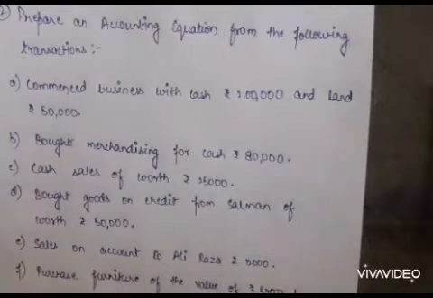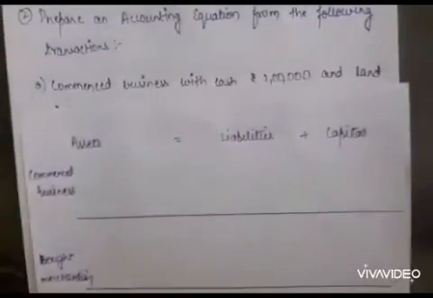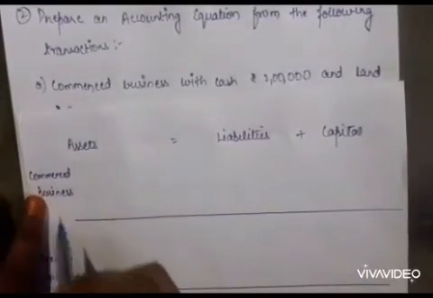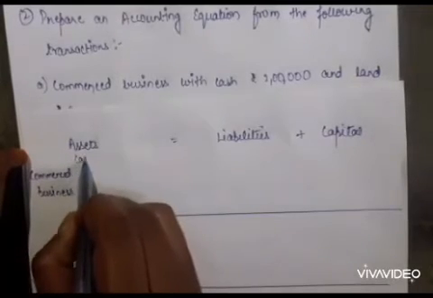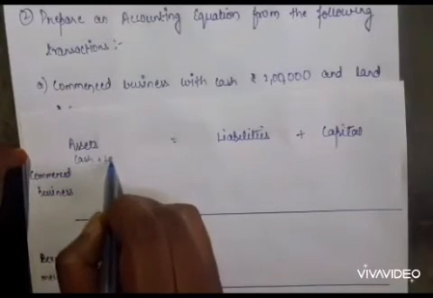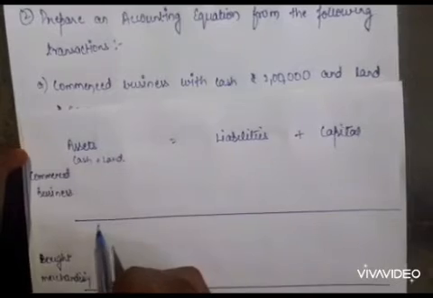Now we have two things here. In the earlier question the owner had invested only with cash, so we had done it in cash and capital. Now he has given cash and land also, so land will also be included in the capital part. So what we will do here, in the asset we would write cash and land. Two things because it is given, so we have to mention both of them.